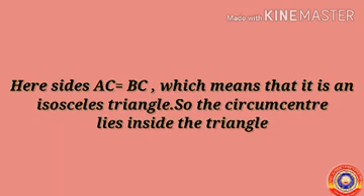Here AC equals BC, which means two sides are equal, so it is an isosceles triangle. So the circumcenter lies inside the triangle.